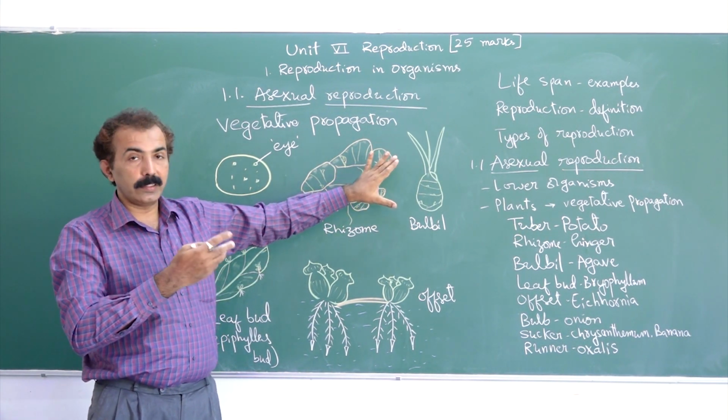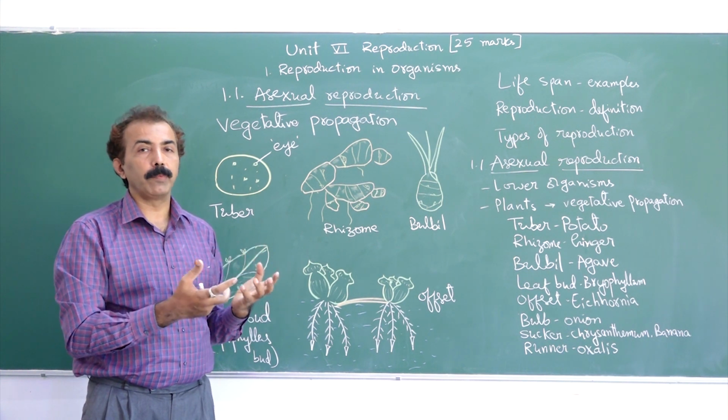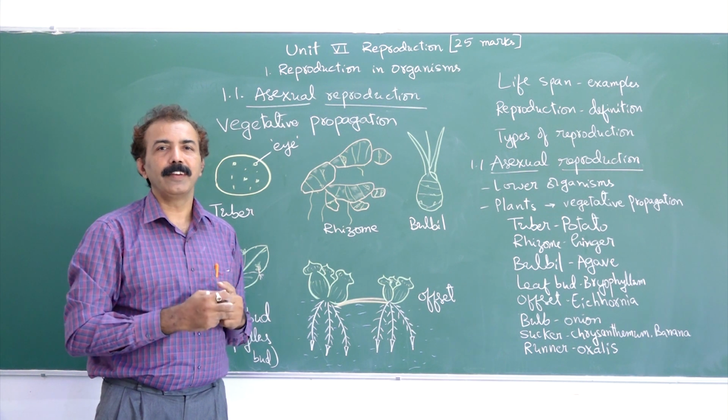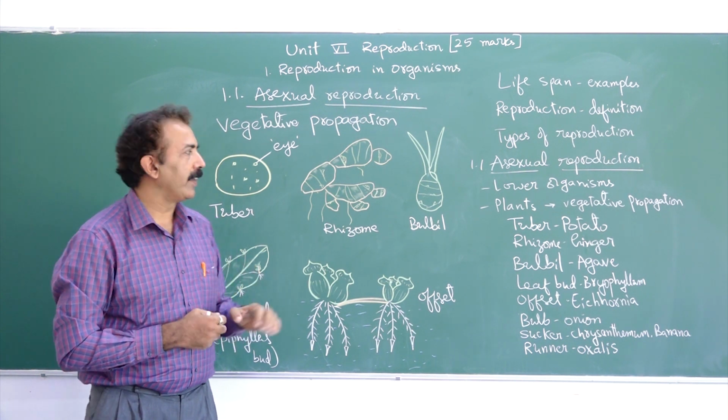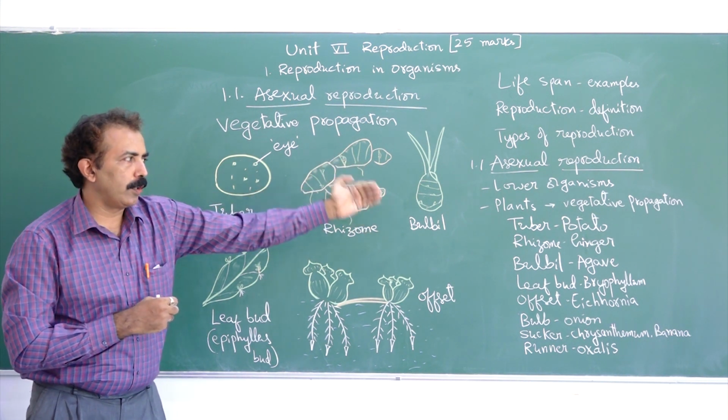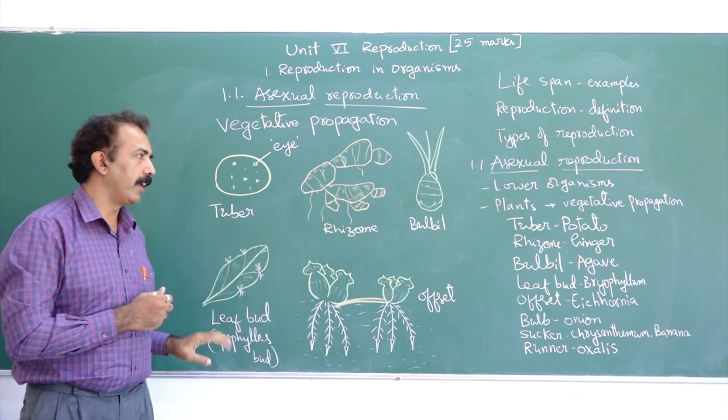So that is their endurance. They can wait for a long time. A lot of patience they have. You should also have a lot of patience. You should have patience to study, right? Okay, so bulbil is a method of vegetative production noticed in agave.